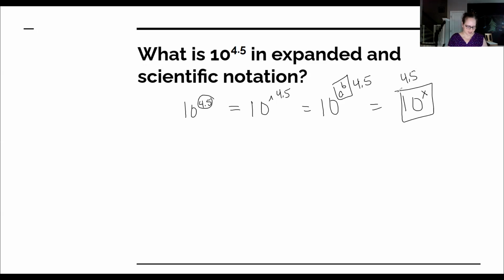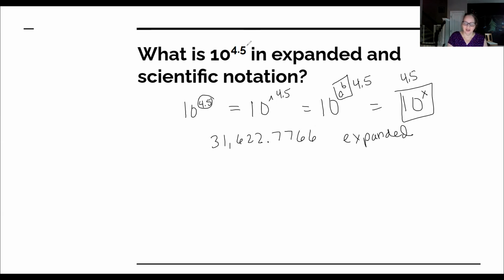And always try these out on the video to make sure you're getting the same answer as me, to confirm you're using your calculator correctly. This gives me 31,622.7766. Here is my answer. It does go on. I'm just writing out the first couple. Okay, this is it in expanded notation.